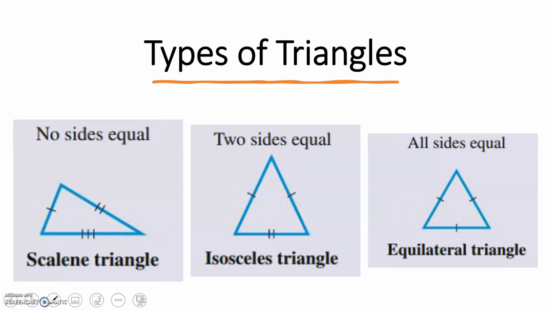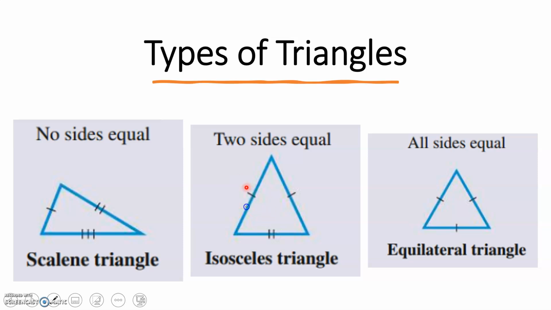So the last three were based on angles. These three will be based on sides, the lengths of the sides. So this first triangle is called a scalene triangle. It has no sides that are equal. So if you notice these little lines, 1 mark, 2 marks, 3 marks, this lets you know that the sides are not equal. If the sides have the same number of marks, that means those sides are equal. If they all have a different number of marks, that means they all have a different measure. So if they all have a different measure, that's called a scalene triangle.